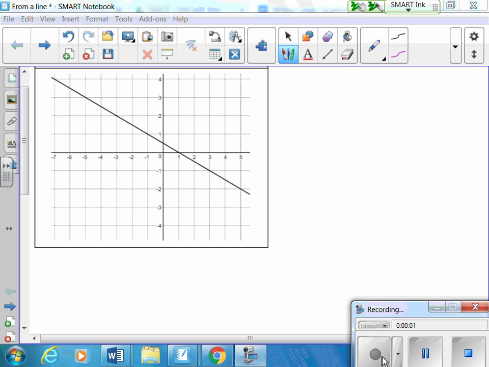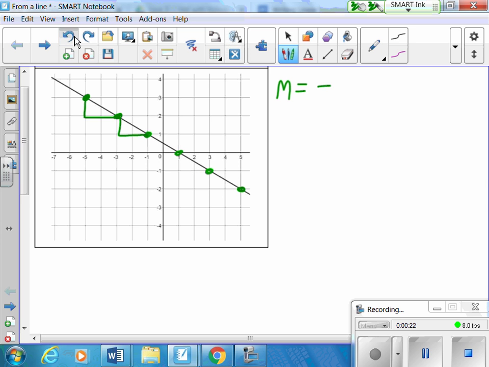All right, let's find some points on our graph. We can use those to find the slope. All right, so now we know the slope has to be negative, because in this situation, the line is going down to the right, so that means it has to be a negative slope. It's going down 1 to the right 2. So the slope is negative 1/2.